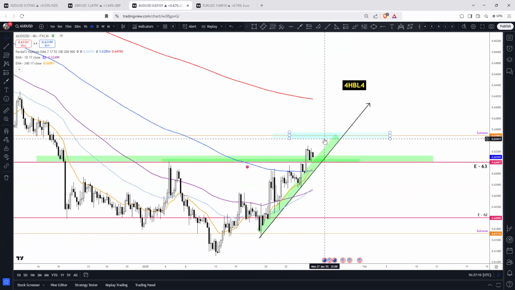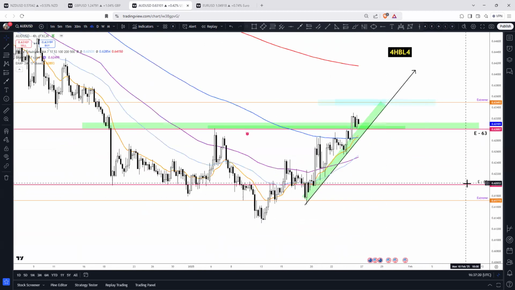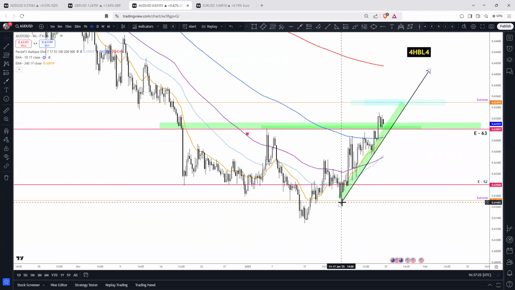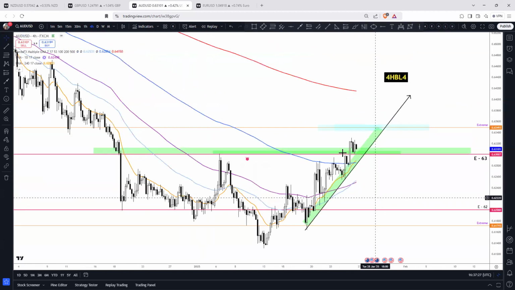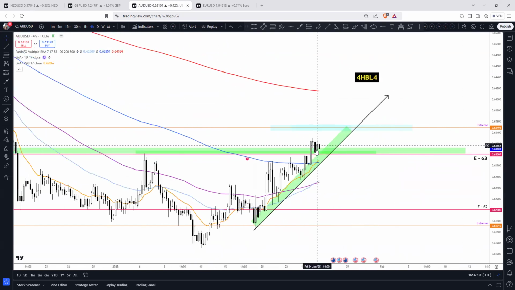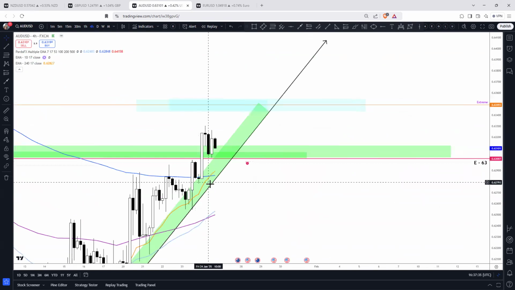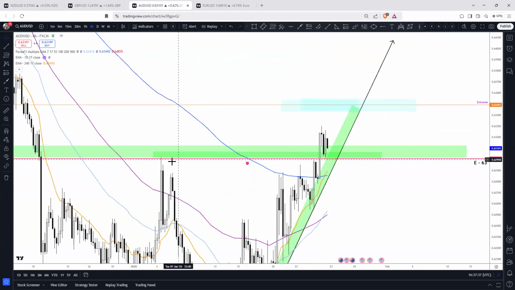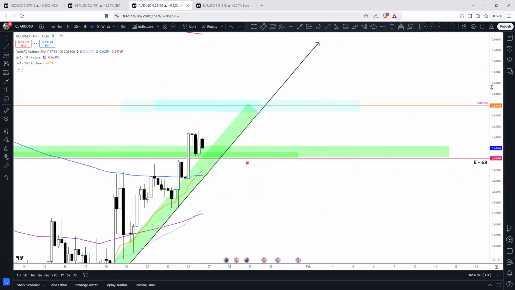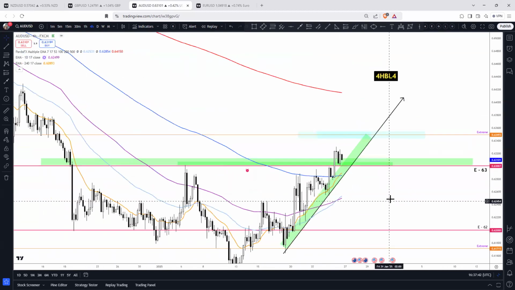AUD USD, very similar to the Kiwi dollar in that it's pushed up out of structure after a long term ejection from 62, which is an area of extreme supply and demand. Very similar to the Kiwi, pushed above 63 actually, and you're looking for a test of structure. It didn't quite touch the 63 level. I think it's going to come back down, test again, and we look for an in at that point.